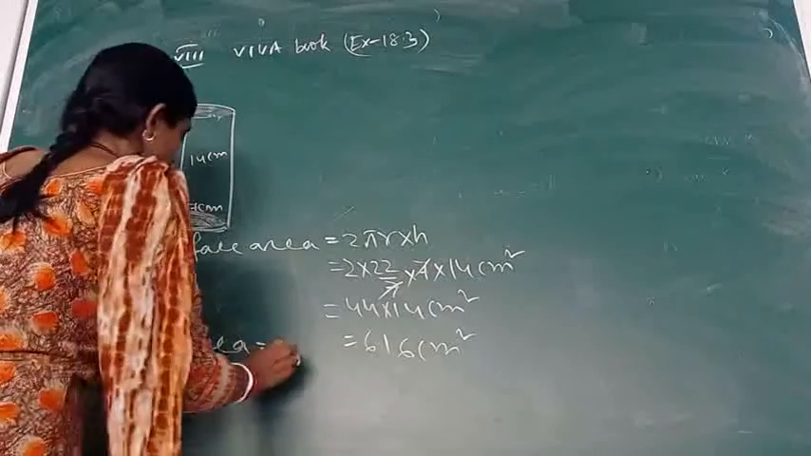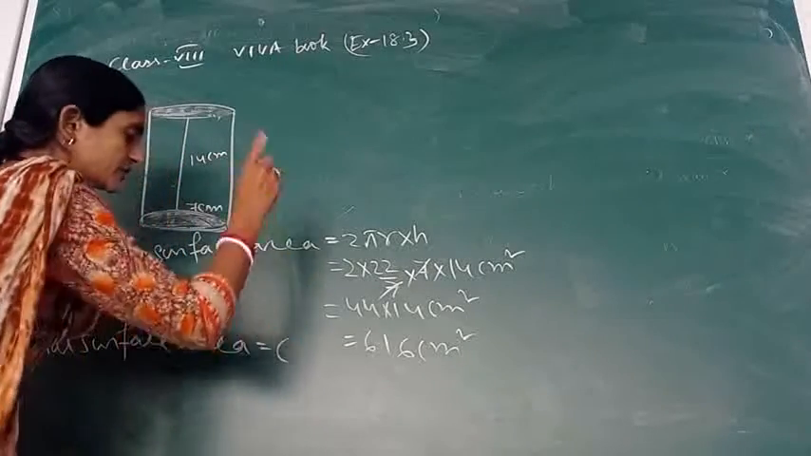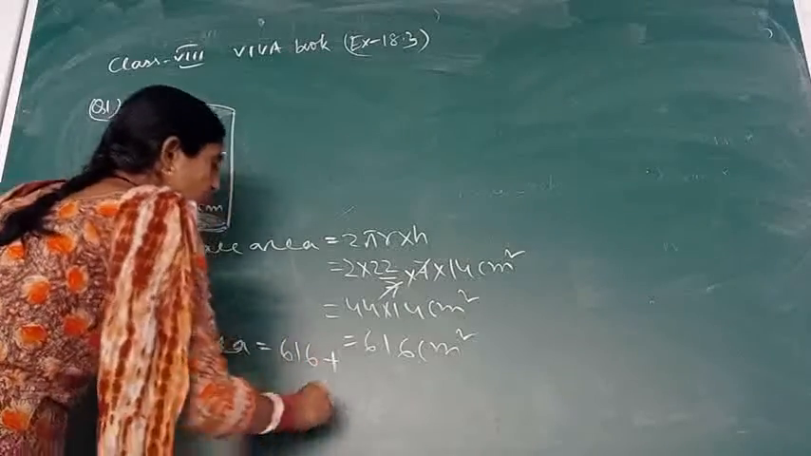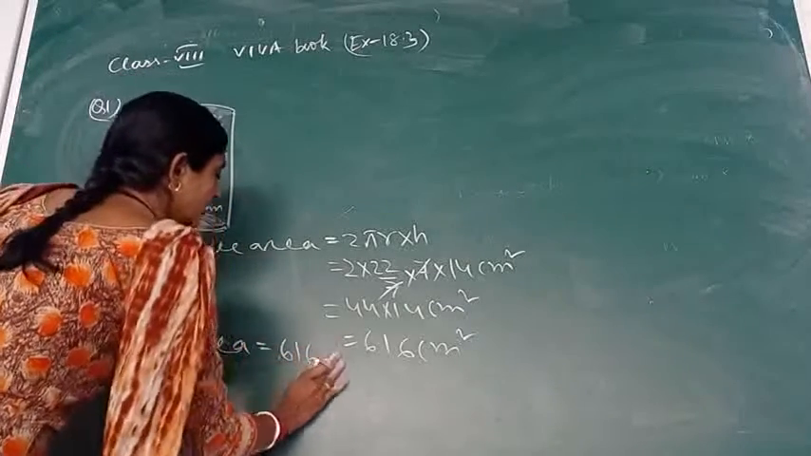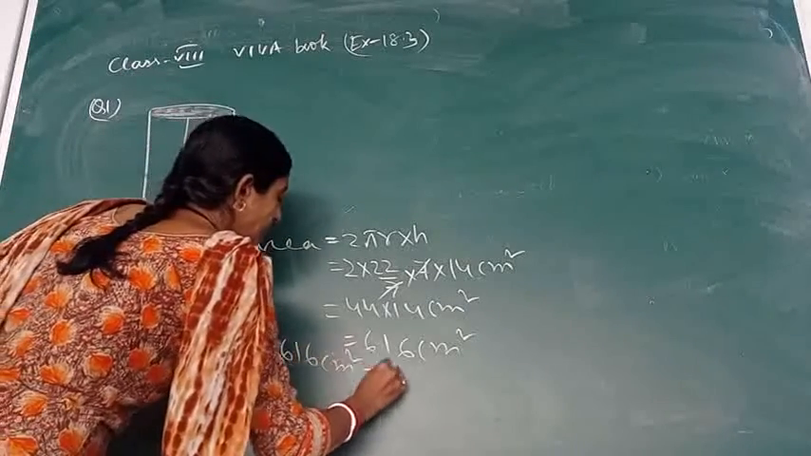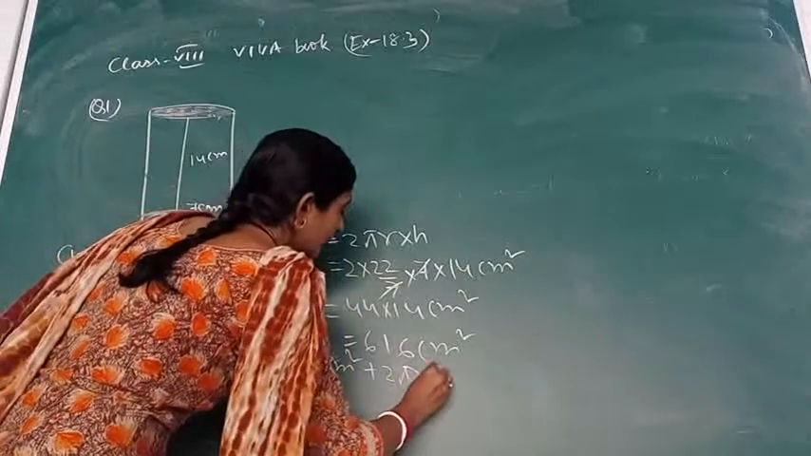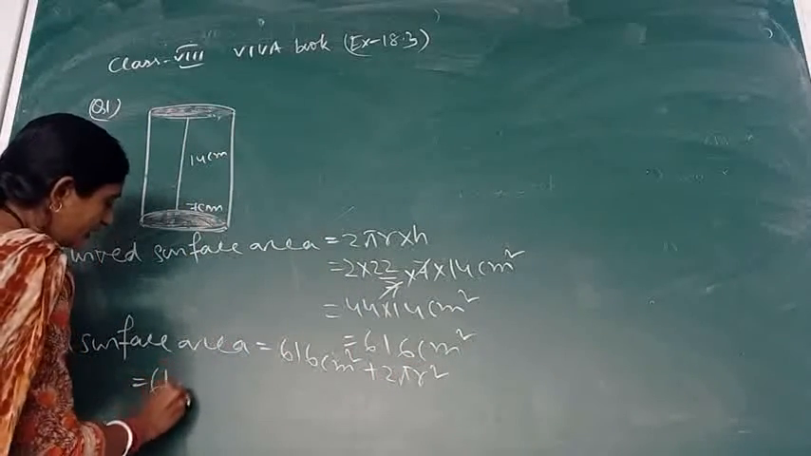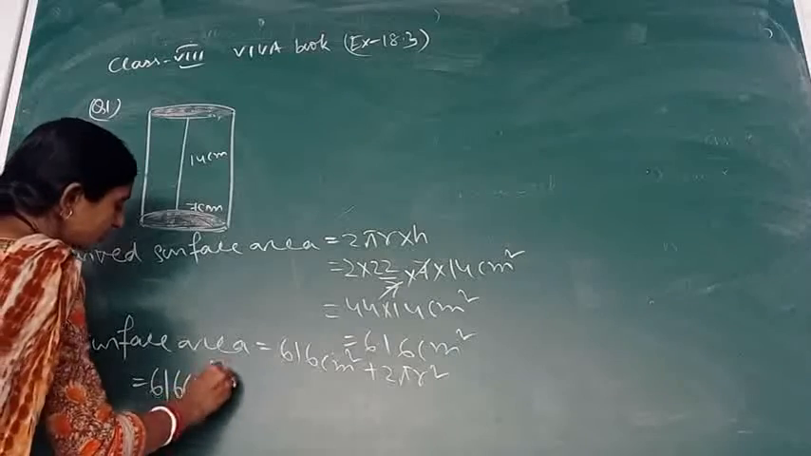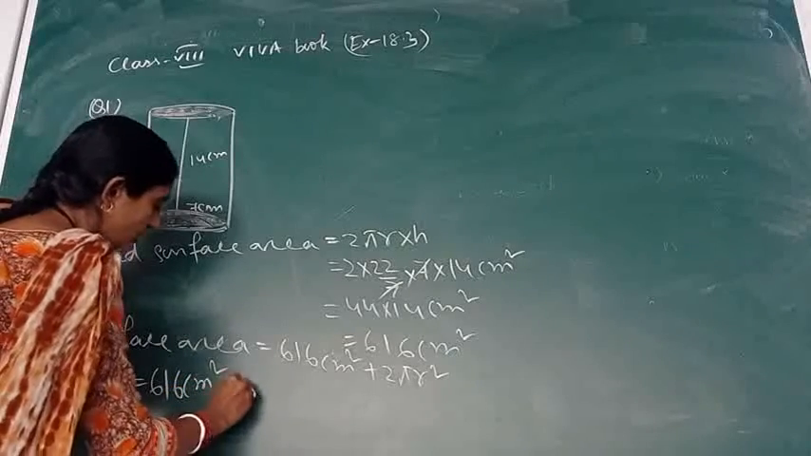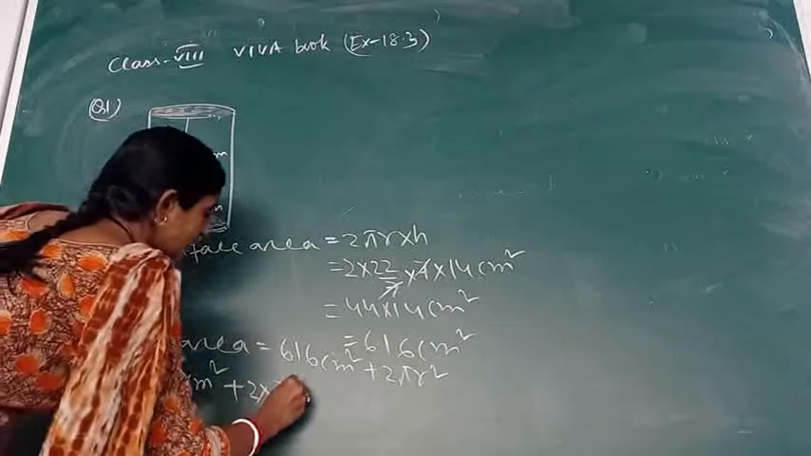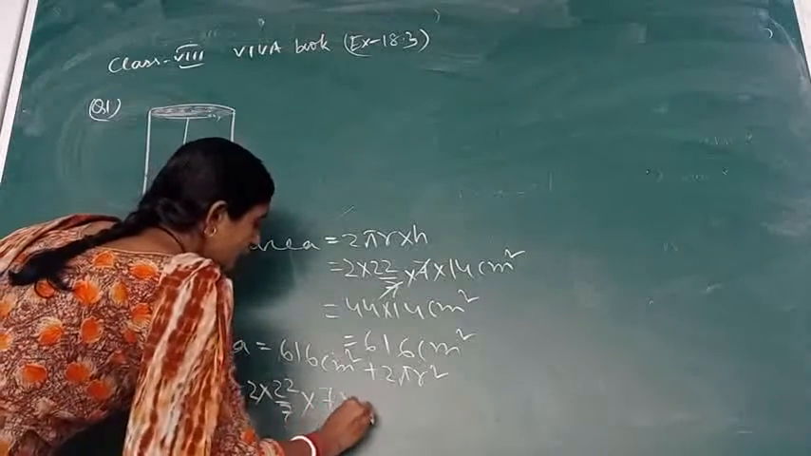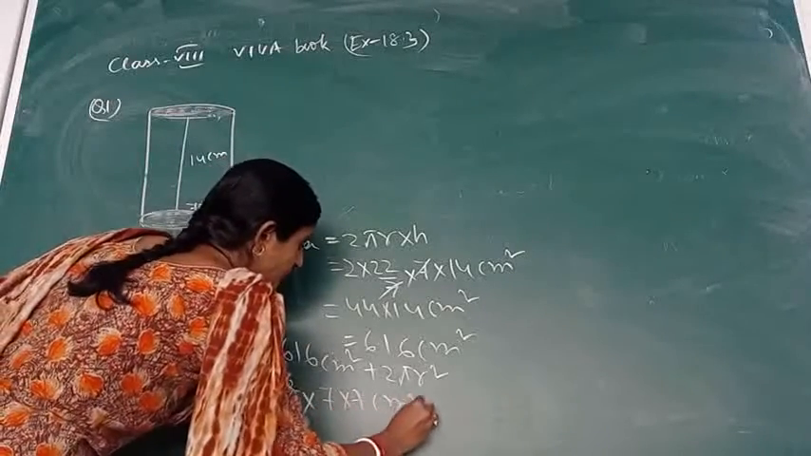So total surface area is equal to curved surface area and base and top. So that is equal to, already we have got the curved surface area, with that I am going to add that much centimeter square plus 2 pi r square. Yes. So what is the value of 2 pi r square? Let's add this one. It's 616 centimeter square plus 2 into pi is 22 by 7, and r here it has given 7 into 7, that much centimeter square.